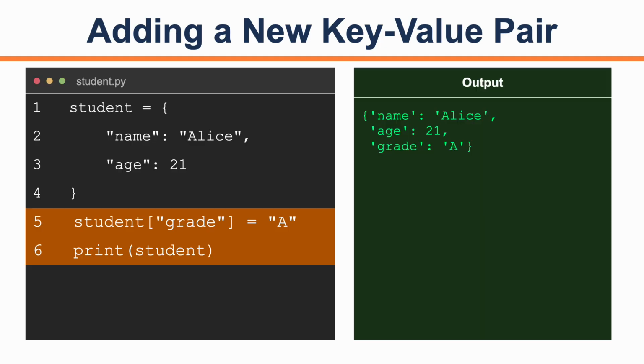Grade gets added to the student dictionary with the value A. Before this line, the dictionary had 2 pairs. After it runs, there are 3. The key grade is brand new, so Python creates it fresh rather than updating anything. After adding grade, Python now shows all 3 pairs.